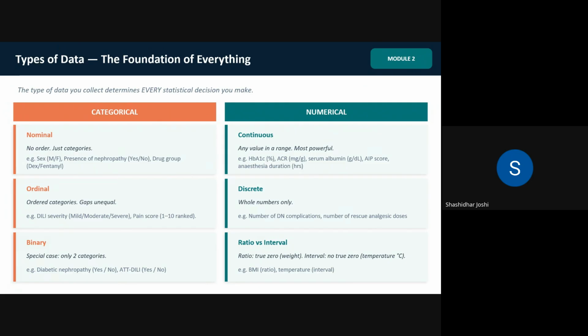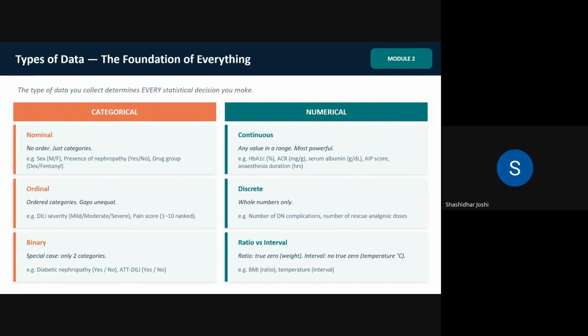And next, coming to numerical data, we have three categories again: continuous data, discrete data, ratio data, or interval data. Continuous is something like any number you take, for example HbA1c in our research question one, which is an HbA1c percentage, a number. That's why it is called a continuous scale, because that number can take any value on a particular scale.